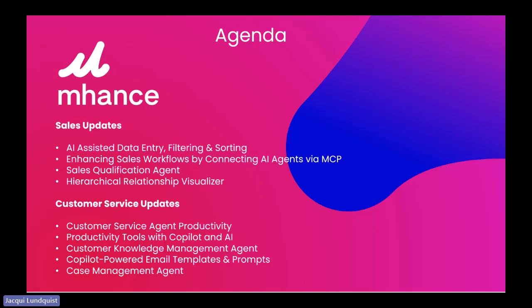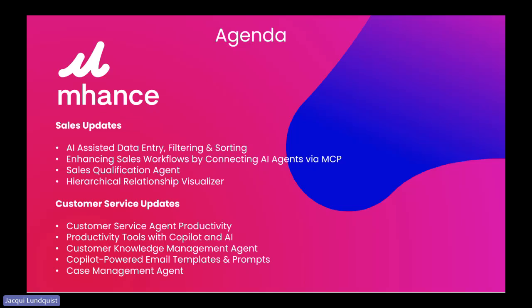For sales, it's going to be AI assisted data entry. There's quite a lot of AI and Copilot releases. There's going to be enhancements to sales workflows, enhancements to the sales qualification agent, and also a new hierarchical relationship visualizer.